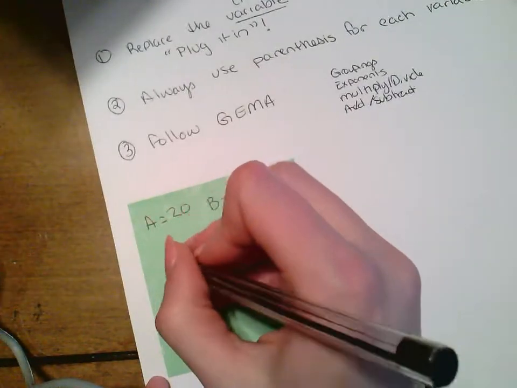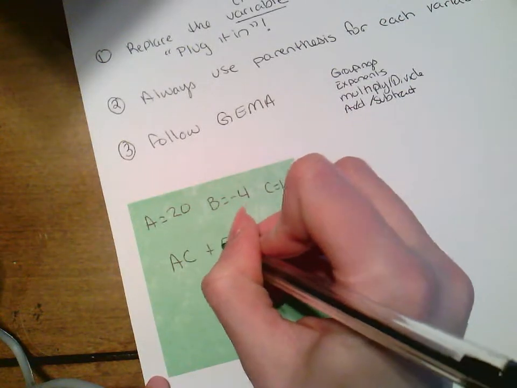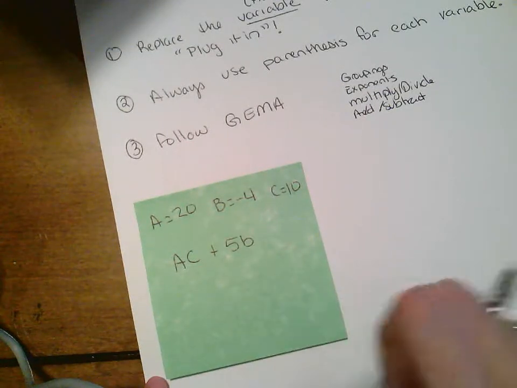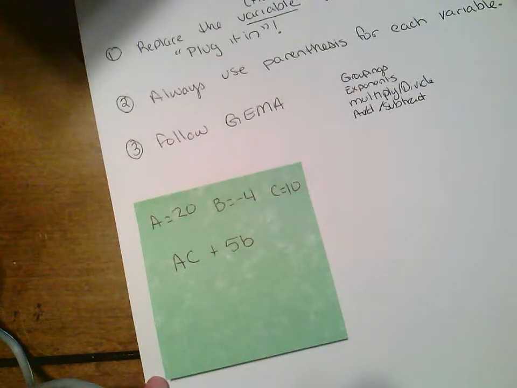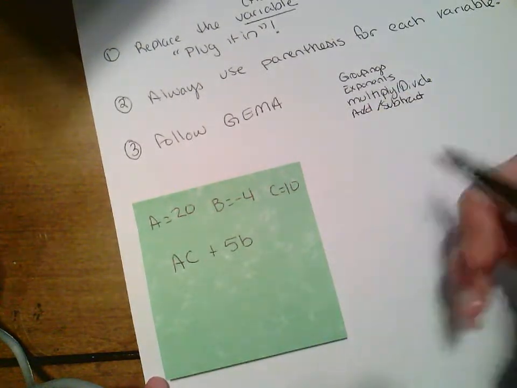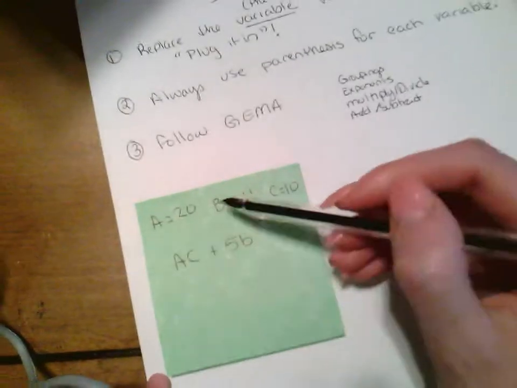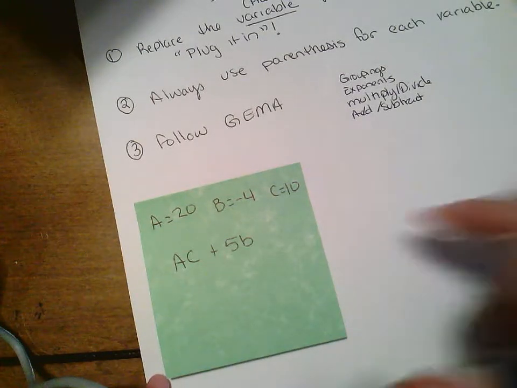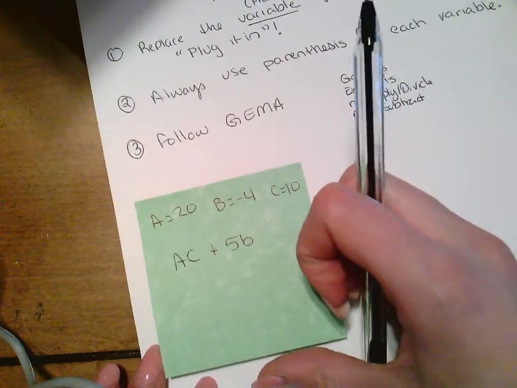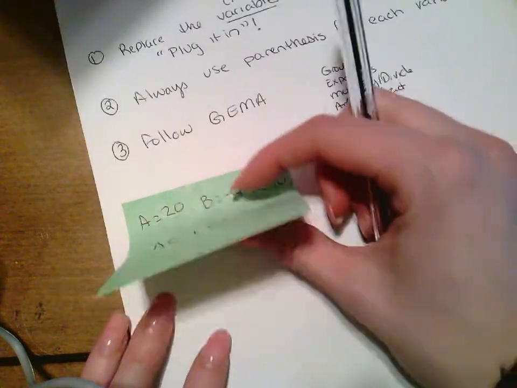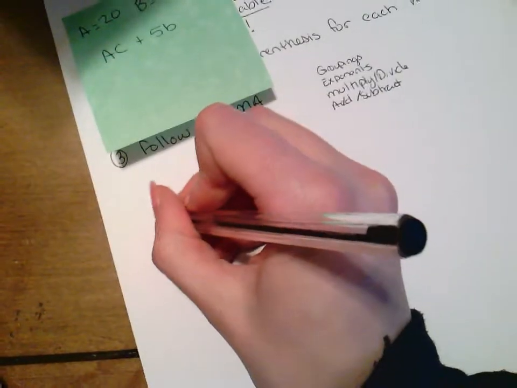My equation I want us to write is AC plus 5B, or my expression, I'm sorry. It's an expression because it does not have an equal sign. So, in order to solve this, we are going to plug it in, any of our A's, our B's in this place it says B, and our C's where it says C. So, our first step will be to just rewrite the expression with all of the numbers plugged in.